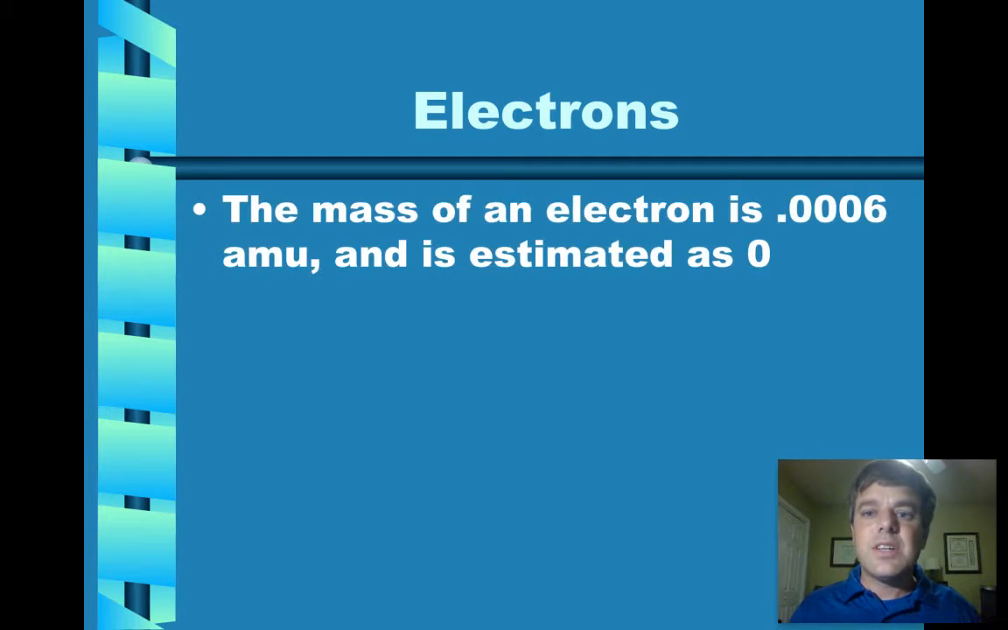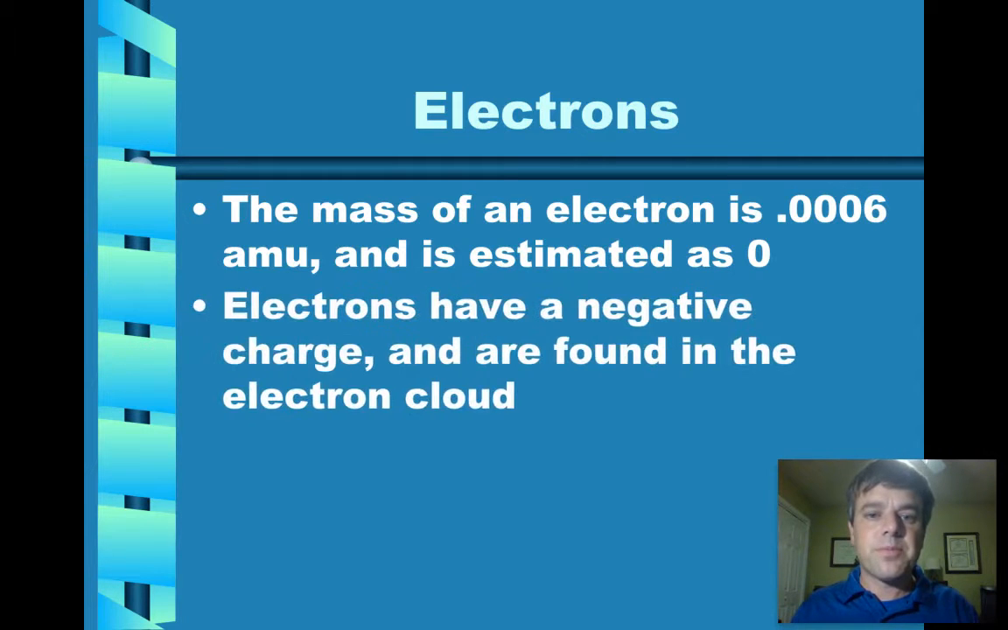And then you have electrons. The mass of an electron is 0.0006 atomic mass units, which is really, really small, so we just round that down to zero. When we're counting up masses of the particles in an atom, we ignore the electrons because they're so insignificant compared to the rest of the atom as far as mass is concerned. They have a negative charge and they're found outside the nucleus in the electron cloud.